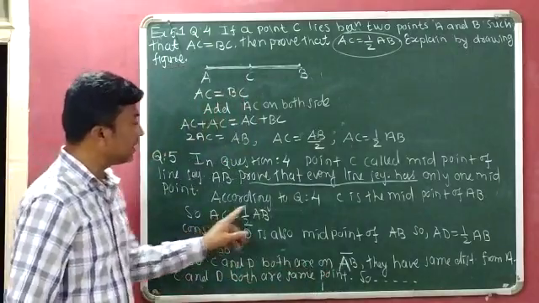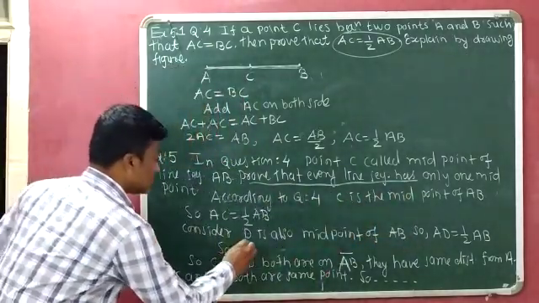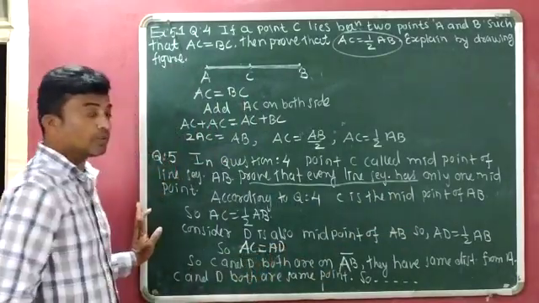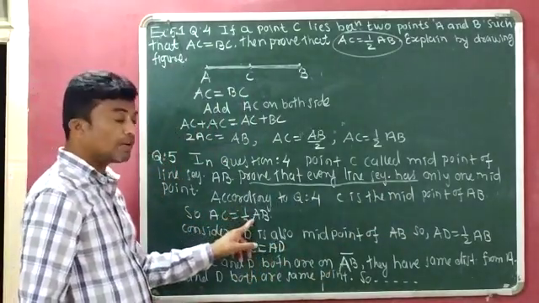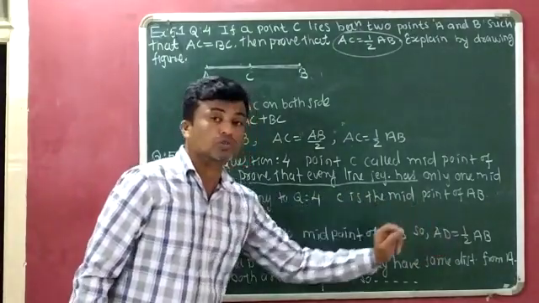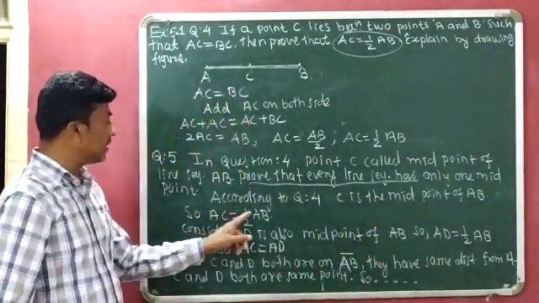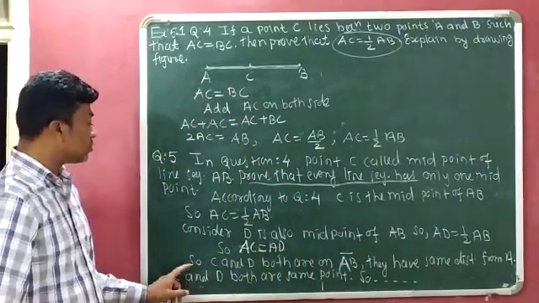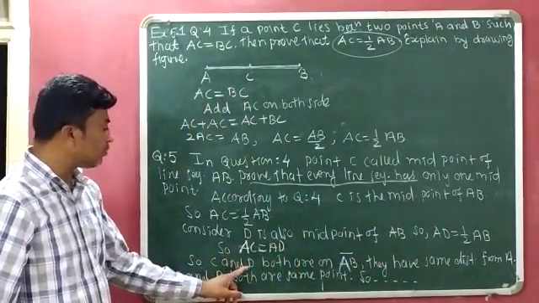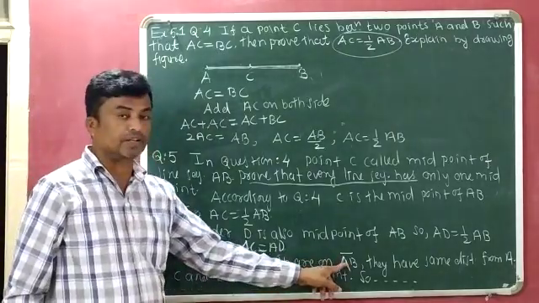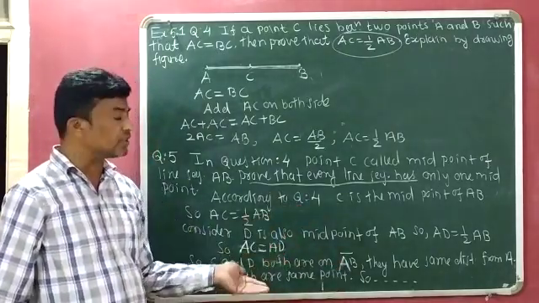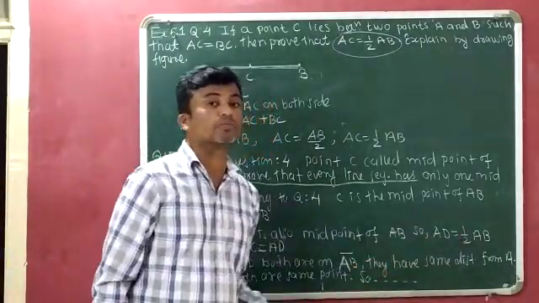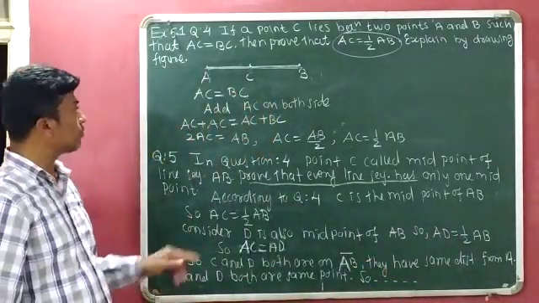So automatically AC is equal to AD. Why AC is equal to AD? Because AC is equal to half AB and AD is equal to also half AB. So AC is equal to AD. So point C and point D both are on line segment AB and they have the same distance from A.